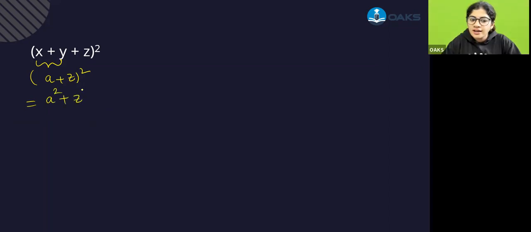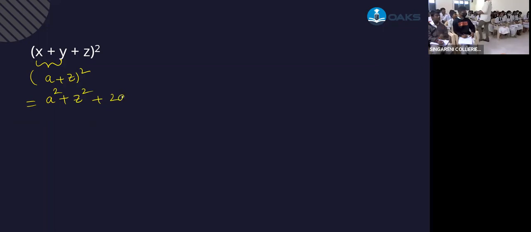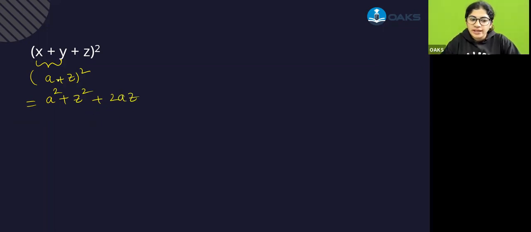a square plus z square plus 2az. Okay, now we have this. Can we put a as x plus y here? Like this, and we have x plus y into z. So we need to solve this further.